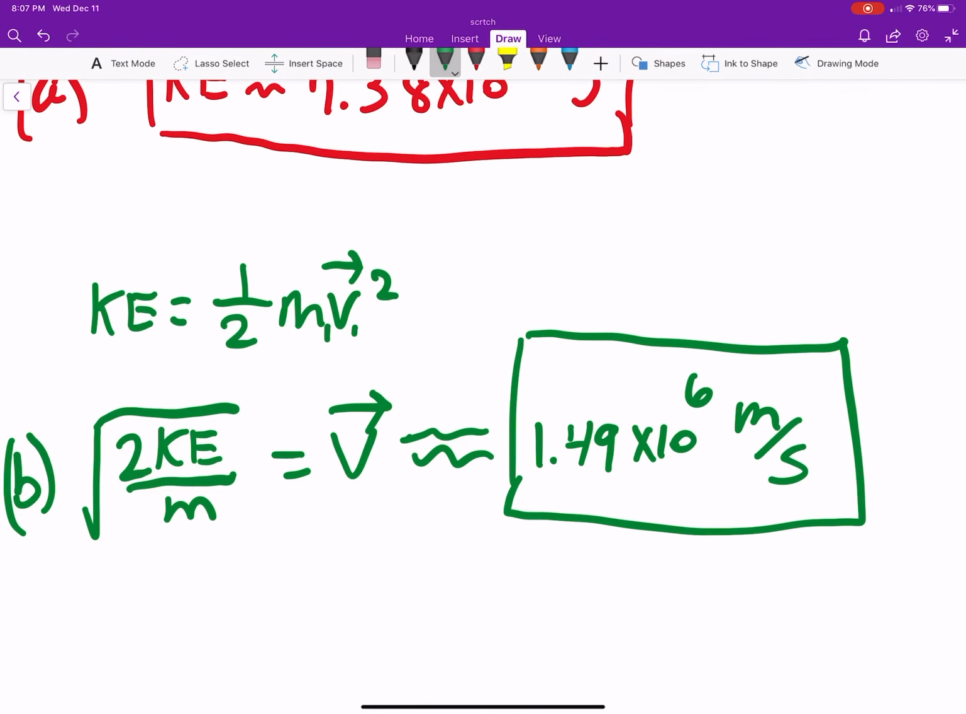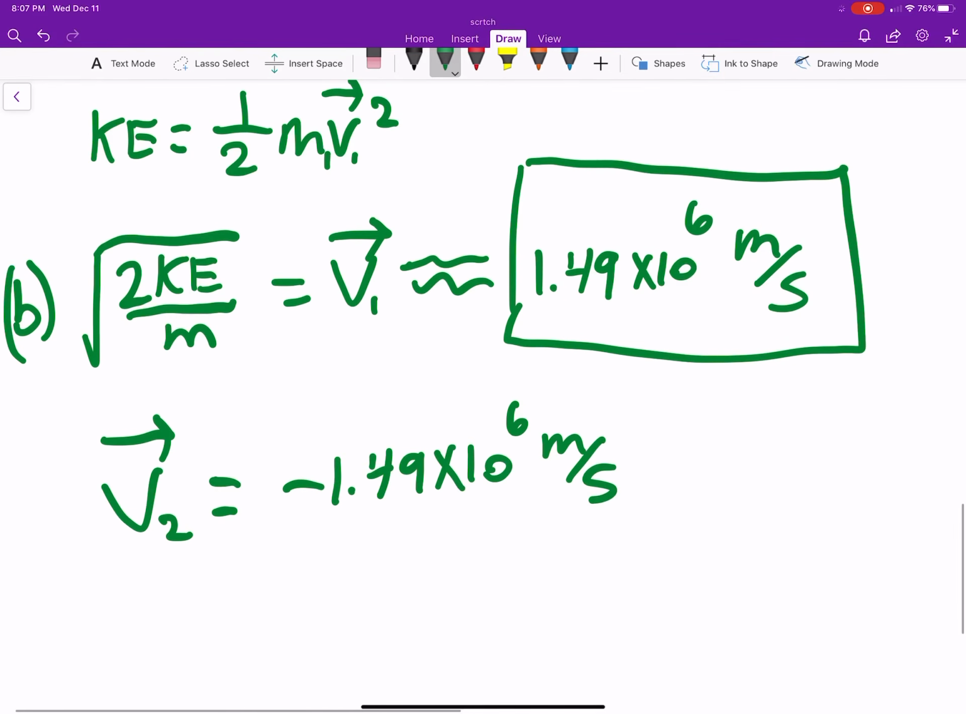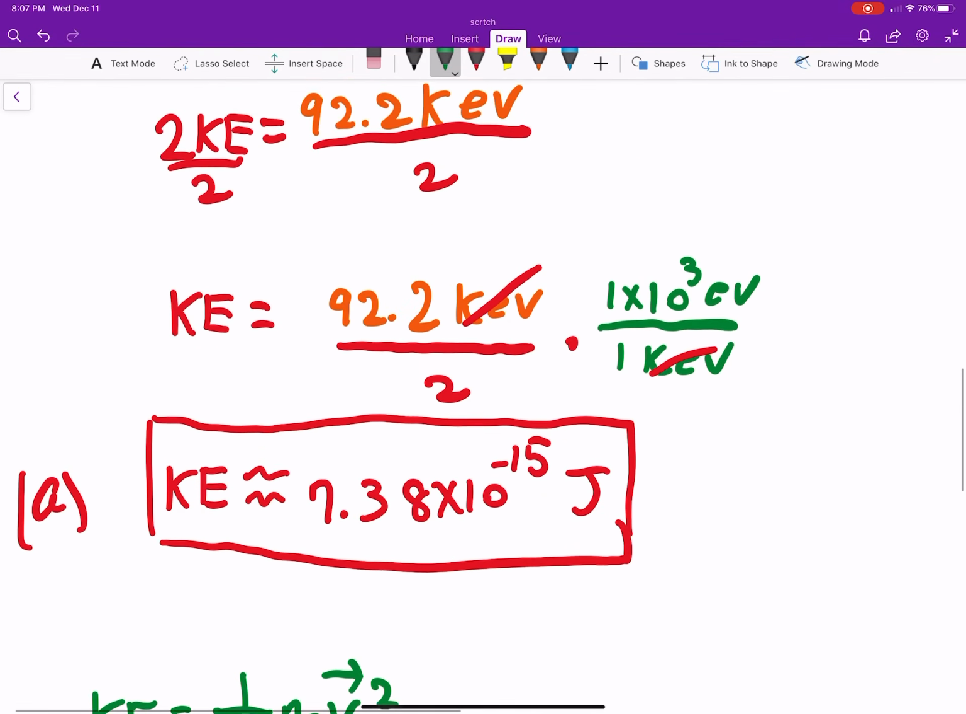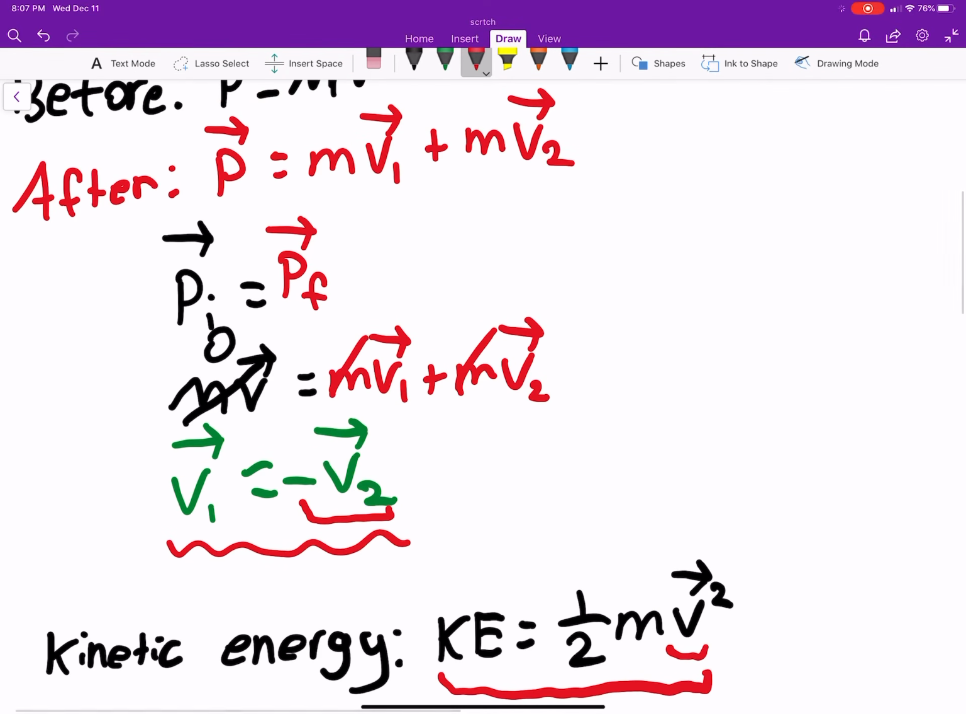And there you go. That's the speed. That's the speed of, I guess this would actually be velocity 1, right? Velocity 2 would be negative 1.49 times 10 to the 6 meters per second. It wasn't part of the question, but just so we see, because of what we found right here, they're the same speed, but the direction is opposite. So hopefully that makes sense and it helps you guys out.